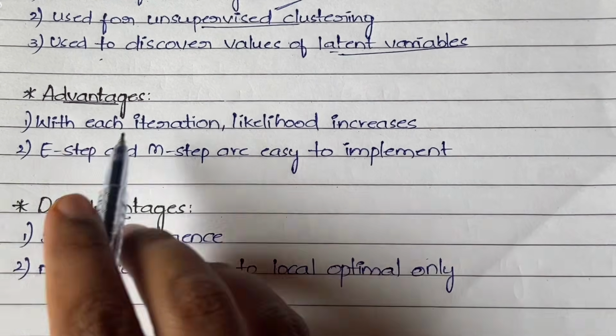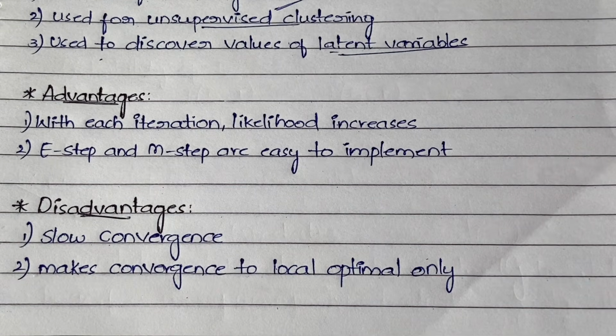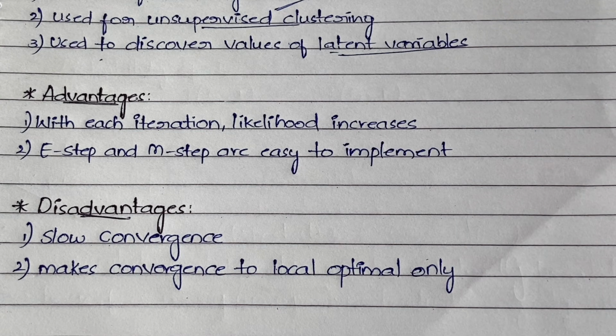So with each and every iteration, so where do you find an iteration? In the convergence step, if they are not converging, you repeat step 2 and 3 again and again until you get the convergence, right? So with each and every iteration, the likelihood will increase. The likelihood of the hypothesis will increase with each and every iteration you do. And E step and M step are easy to implement, right? The expectation step and the maximization step, you can easily implement them instead of performing so many complicated calculations. Of course you need to perform some calculations as well, but still they are a bit easier to implement when compared to other algorithms. Okay, now coming to the disadvantages.